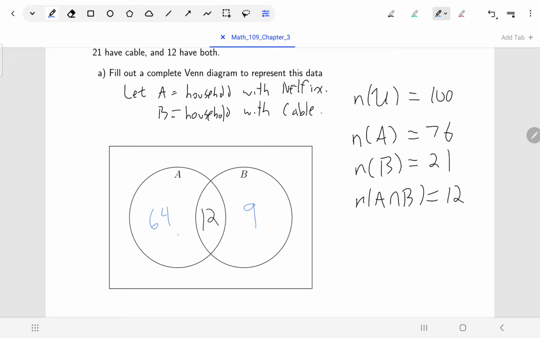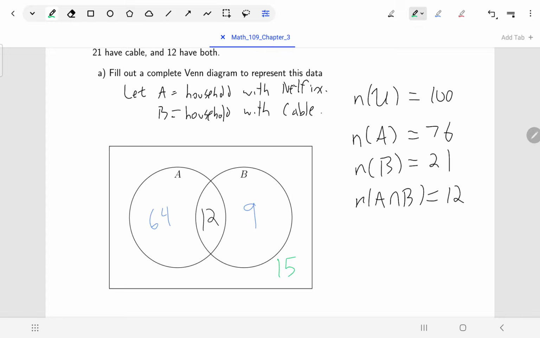So I'm just going to quickly add up. What is 64 plus 12 plus 9? How many things have I already put into the Venn diagram? This all adds up to 85. So I have 85 things already in my Venn diagram. I need 100. So 100 minus 85, there are 15 more items left to go into my Venn diagram.